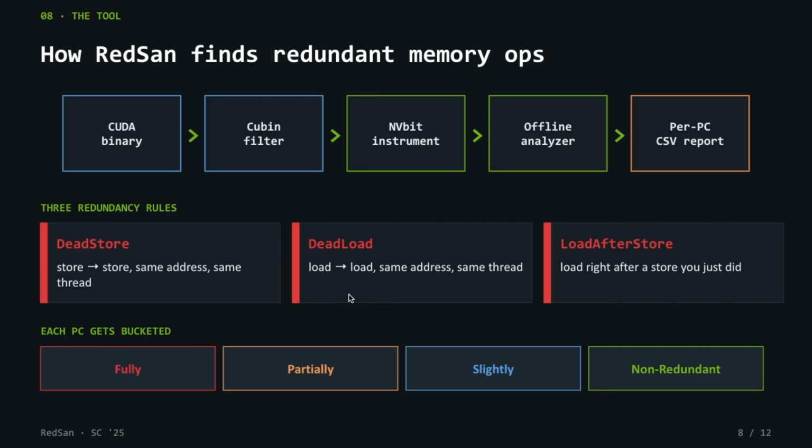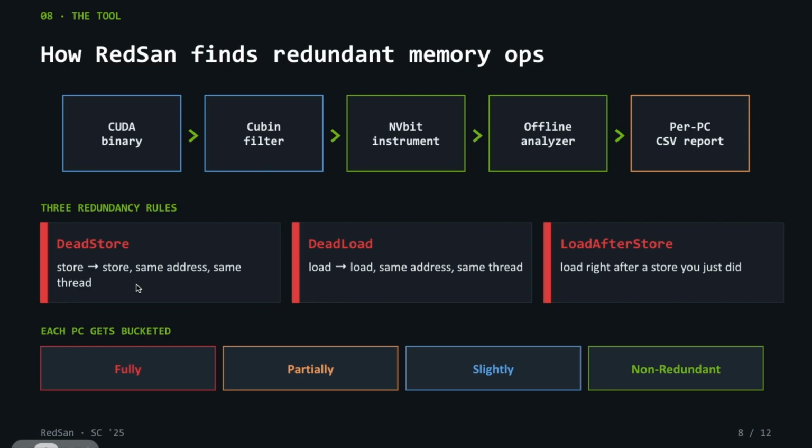The second is dead load. It's the same concept: same thread, same address, and a load after a load, then that's called a dead load. And the third is load after a store. Again, it makes sense, right? If you just stored a value at a memory location, and then in the next instance, that value hasn't changed and you load that value from that memory address, it makes no sense. You could have just loaded it from your local register that you previously had that value at, right?